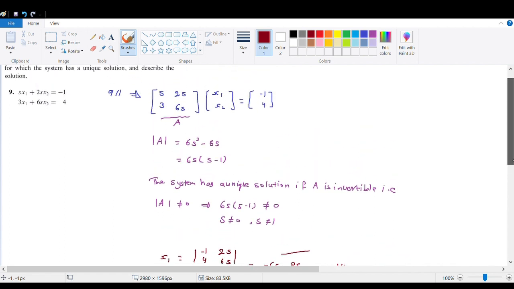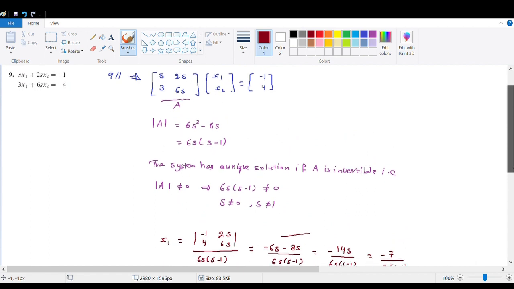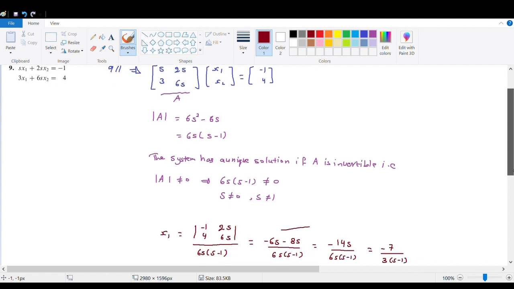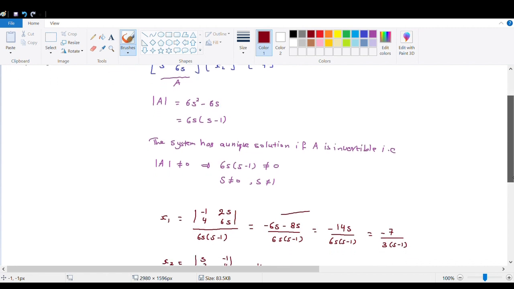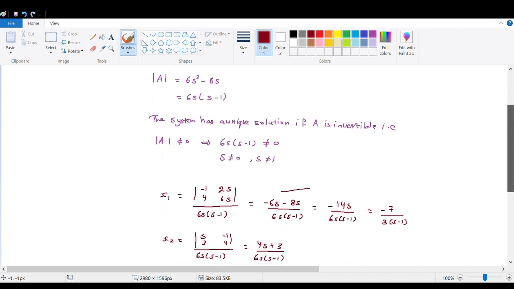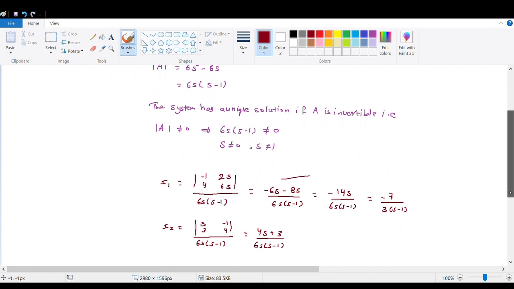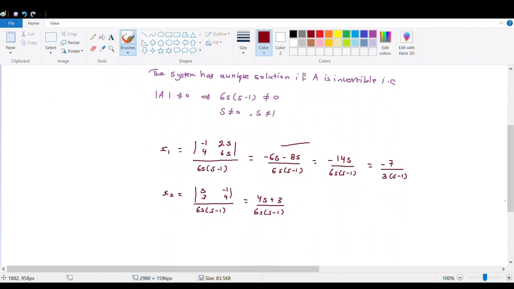Then to find x1, we just need to replace the first column in the matrix by b, then find the determinant of this matrix divided by the determinant of A. Similarly, to find x2, we need to replace the second column by minus 1 and 4, then we find the determinant. So this is x1 and x2.